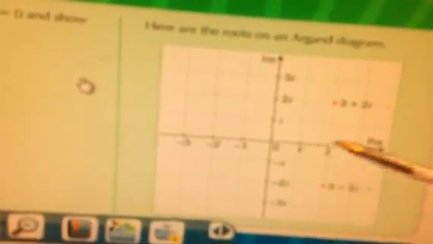It's possible for me to plot these numbers now on my Argand diagram. So if we had 3 plus 2i, we could go to 3 on the real axis here and 2i here, and then 3 minus 2i could go here. So it allows me to plot these numbers on my number line.